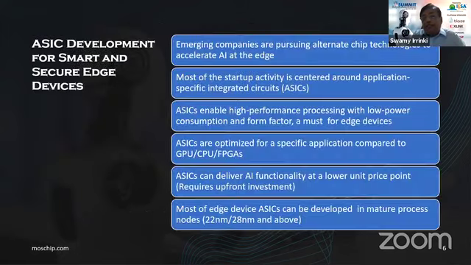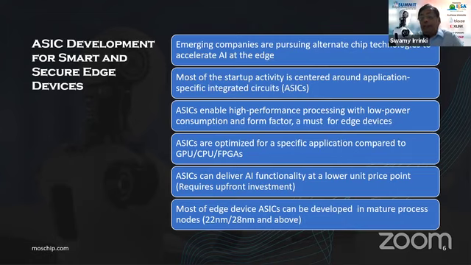So that is where many companies are developing ASICs, and MosChip enables. We don't develop our own products. We develop ASICs using our ASIC platform. Other companies develop their products, and ASICs are better suited for high performance processing with low power consumption and form factor, which is extremely critical for edge devices. And ASICs are optimized for a specific application compared to GPUs and FPGAs.